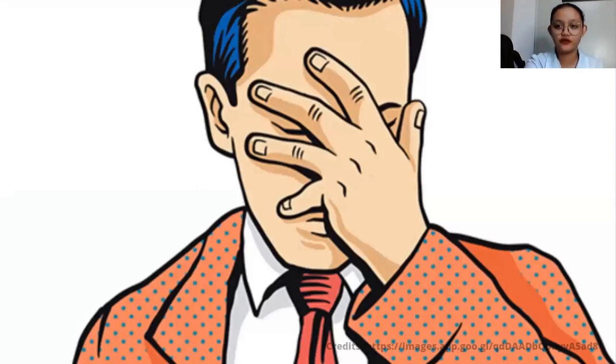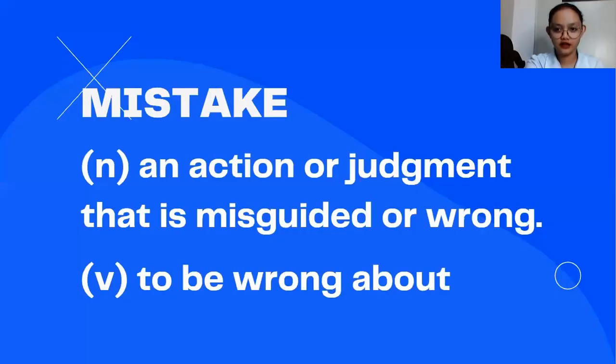Okay, with the help of those photos, I hope that we now have an idea about the meaning of mistake. Okay, now let us proceed in identifying the meaning of mistake. First is an action or judgment that is misguided or wrong. The next one is to be wrong about. So the word mistake can be used as a noun and also a verb in a sentence.